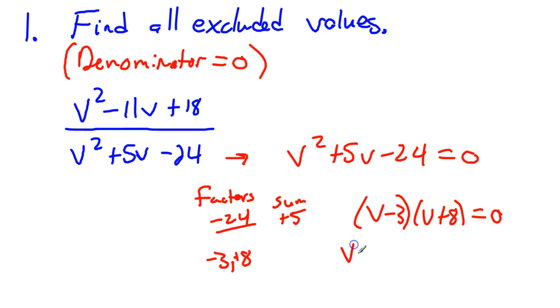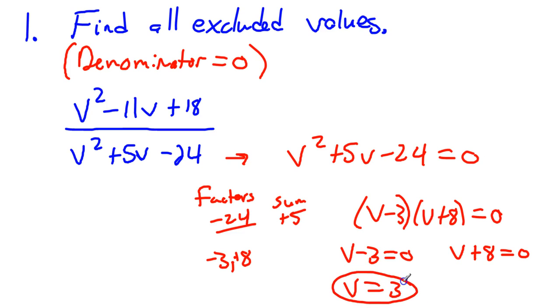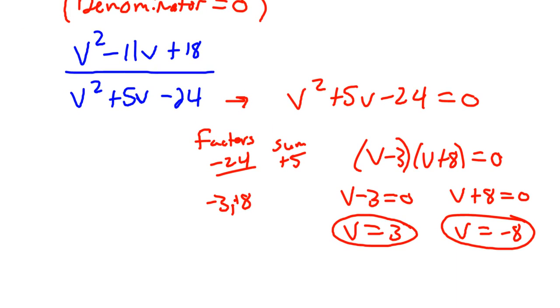And when you set those equal to 0, you're basically going to change those signs. So v would equal positive 3, and then this v would equal negative 8. And I think just like almost all the other questions in the homework, when you're solving those, they're going to have you put the two answers separated by a comma.